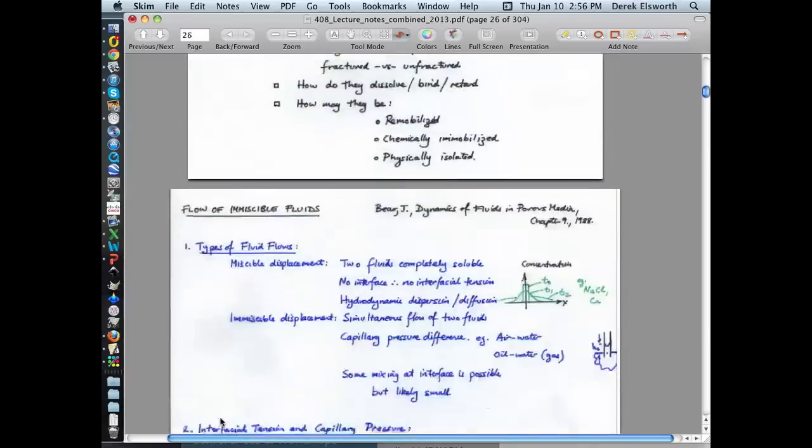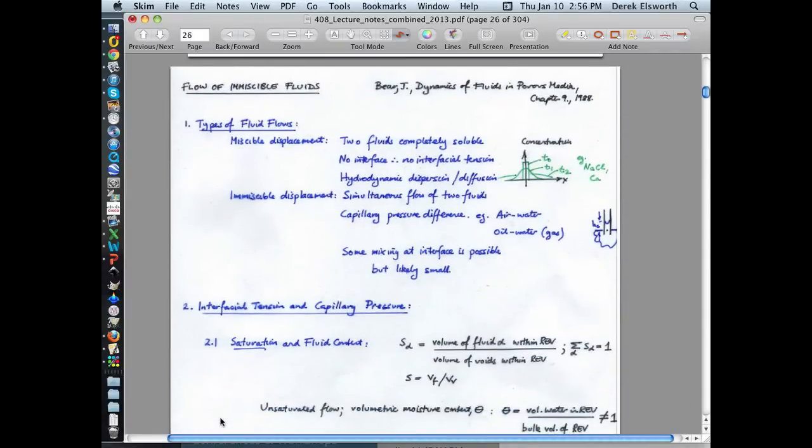So here's the idea of this. I'm going to skip through this. So definitions, what do we need?